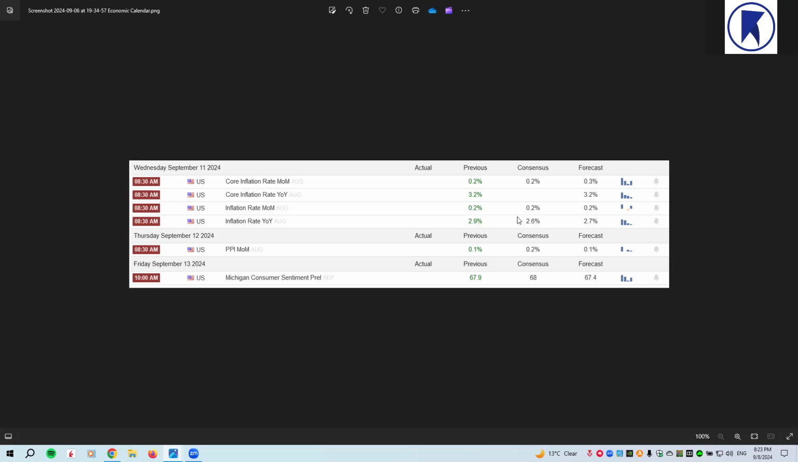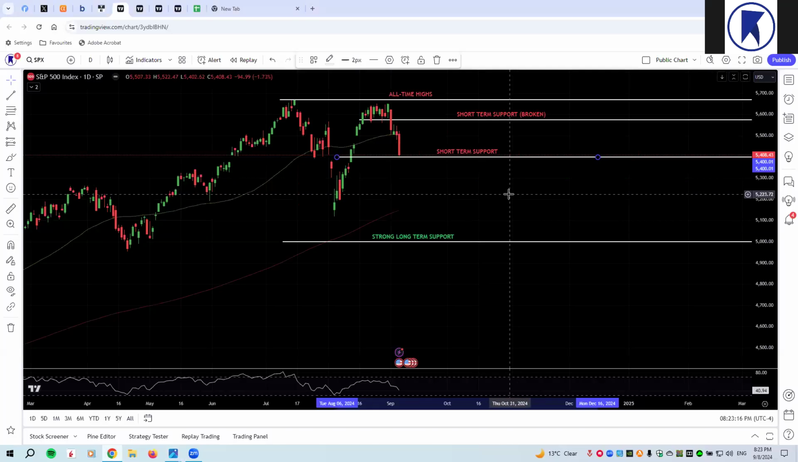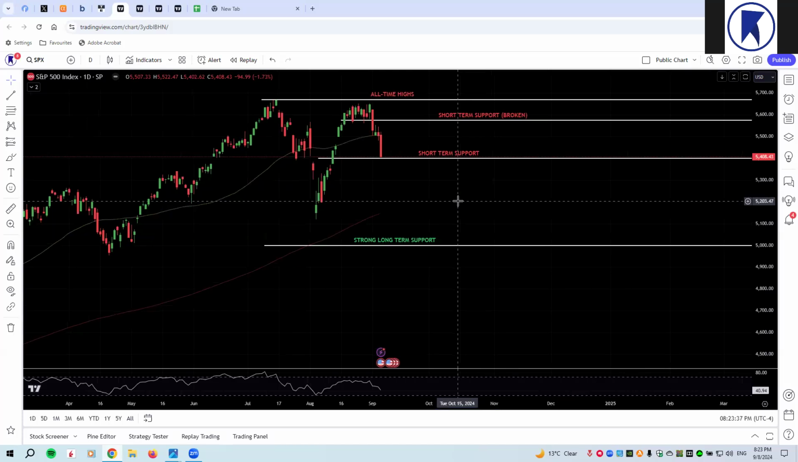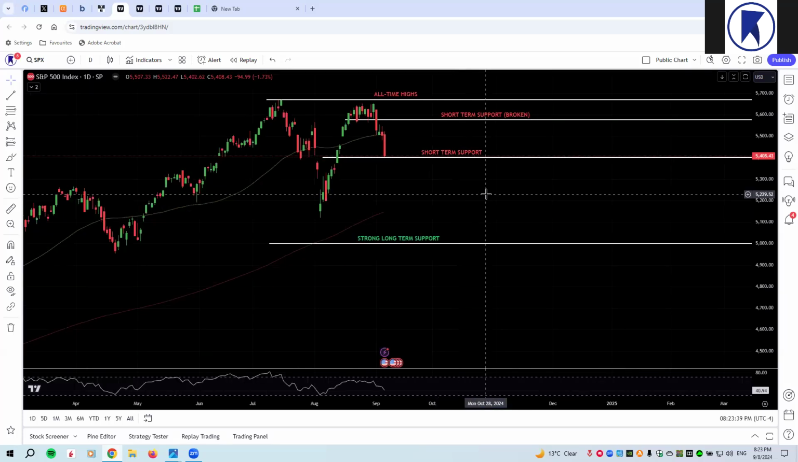Anyways, Thursday, PPI month over month, not too big a deal, and then consumer sentiment on Friday. So Wednesday is obviously the big one, the big day for big data releases. And then I believe the week after this is potentially a Fed rate meeting. Don't quote me on it, I have to check, but that's where we're expecting a 25 basis point cut, the first cut in I believe 2 years, actually over 2 years. And there is some talk of maybe a potential 50 basis point cut, but that's a little bit more speculative.